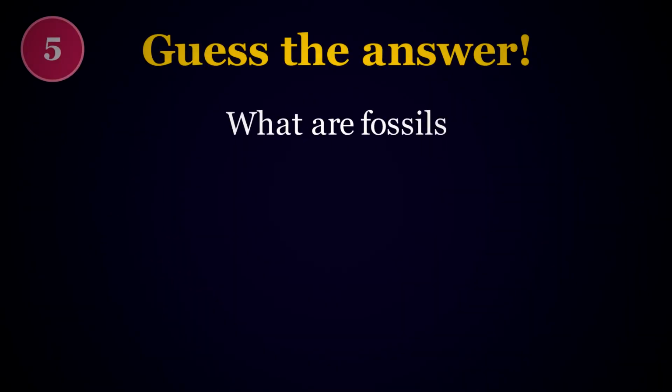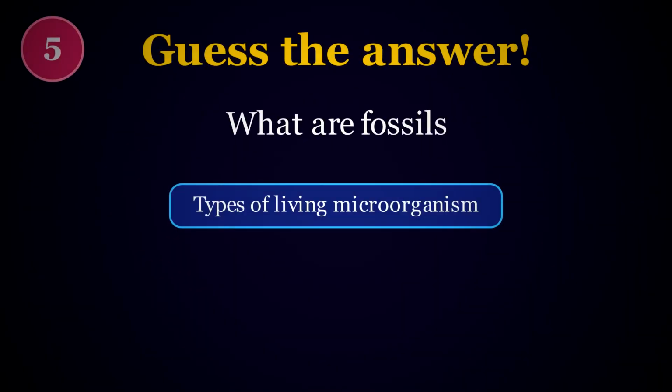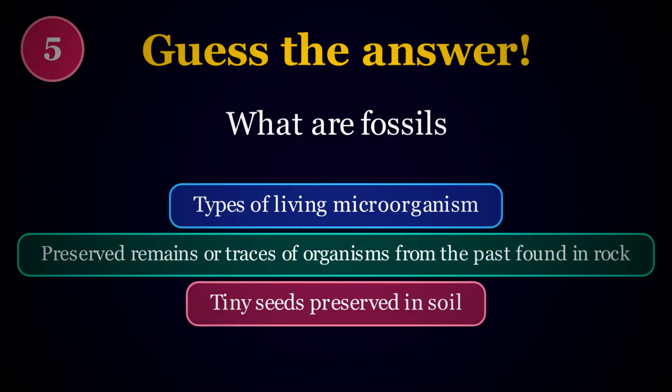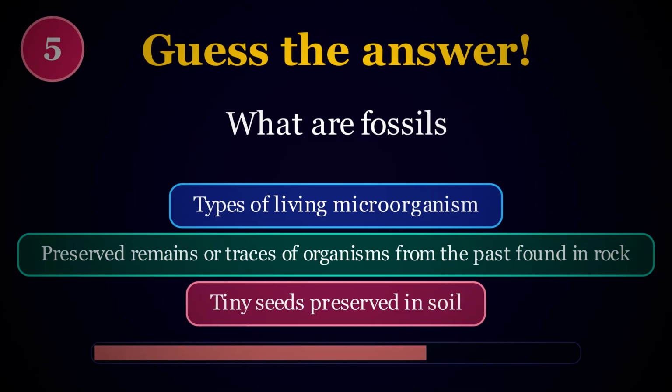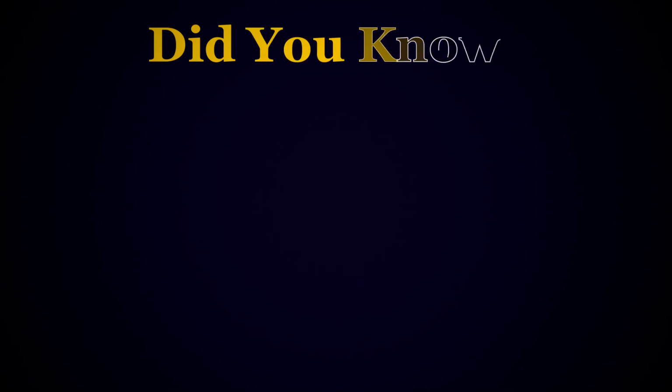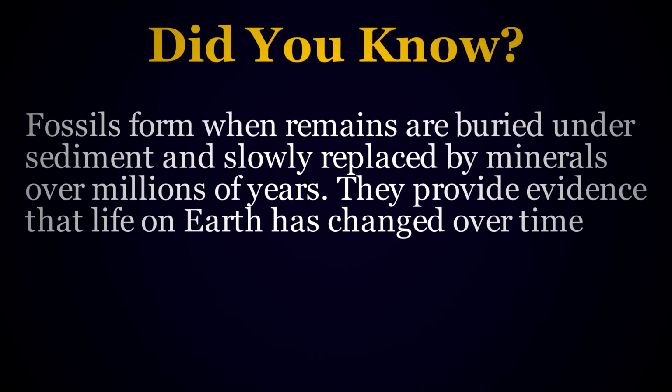What are fossils? Types of living microorganism. Preserved remains or traces of organisms from the past found in rock. Tiny seeds preserved in soil. The correct answer is preserved remains or traces of organisms from the past found in rock. A quick fact for you: fossils form when remains are buried under sediment and slowly replaced by minerals over millions of years. They provide evidence that life on Earth has changed over time.